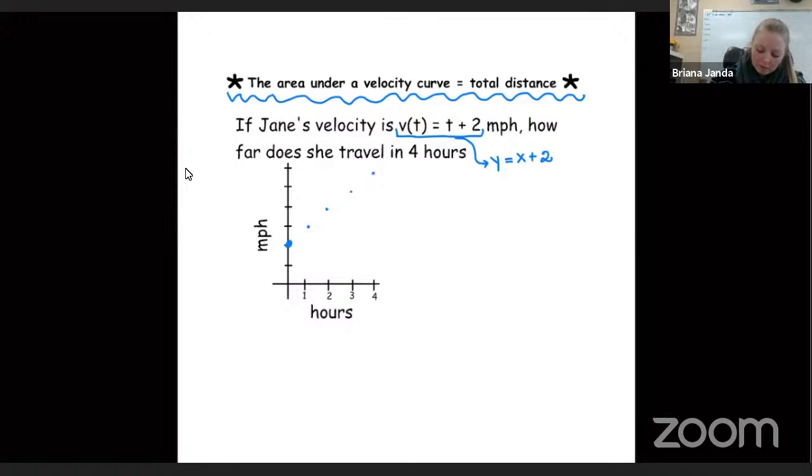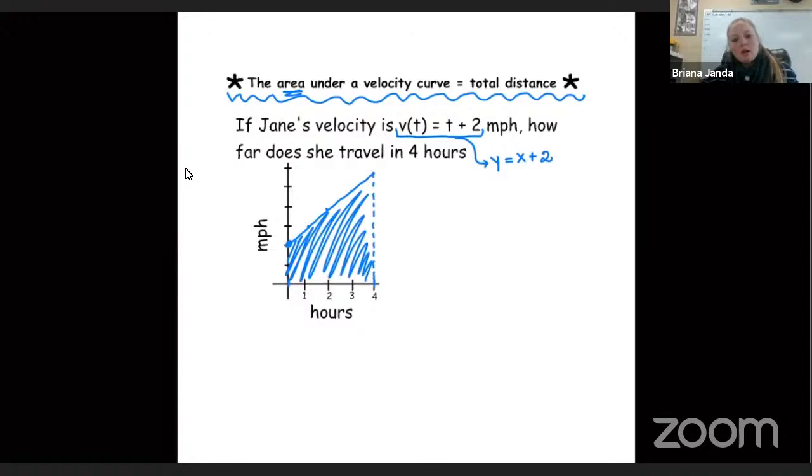And we're going to stop here at 4 because they said to look at it on our x-axis from 0 to 4. So if I kind of draw in this shape here, using the idea that the area under our curve, which would be all of this, is going to be our total distance traveled. Well, it's a little trickier than last time because it's not a rectangle. And so I have to recognize what shape we're looking at here.